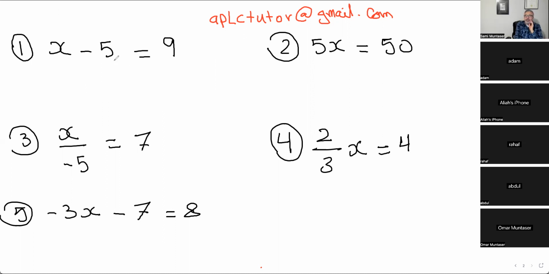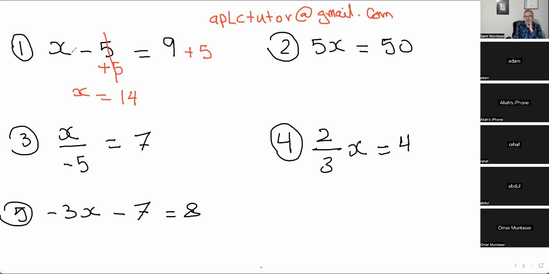Also, a general rule in math: whatever you do to the left side, you do to the right side. So if I'm solving this and I want x to be by itself, the best thing I do is add 5 to this side. And whatever I do to the left side, this is the left side of the equal sign, I do it to the right side. So I add 5 here as well. So here, negative 5 plus 5 will cancel, you get 0. So you end up with x equals 9 plus 5, which is 14.